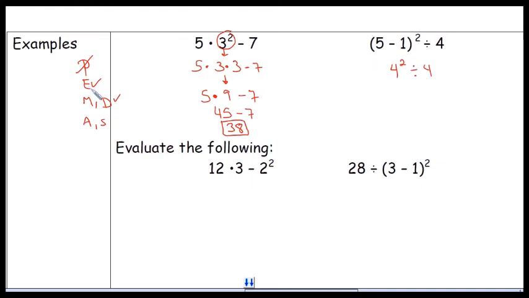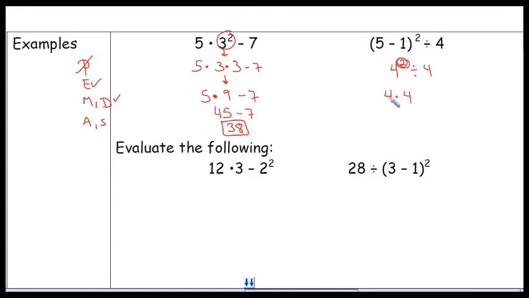Well, second step is the E for exponent, so I got to do that next. So 4 to the second power does not mean 4 times 2. If you're thinking the answer is going to be 8, then you're thinking wrong. And you need to be careful with that. 4 to the second power means 4 times 4.